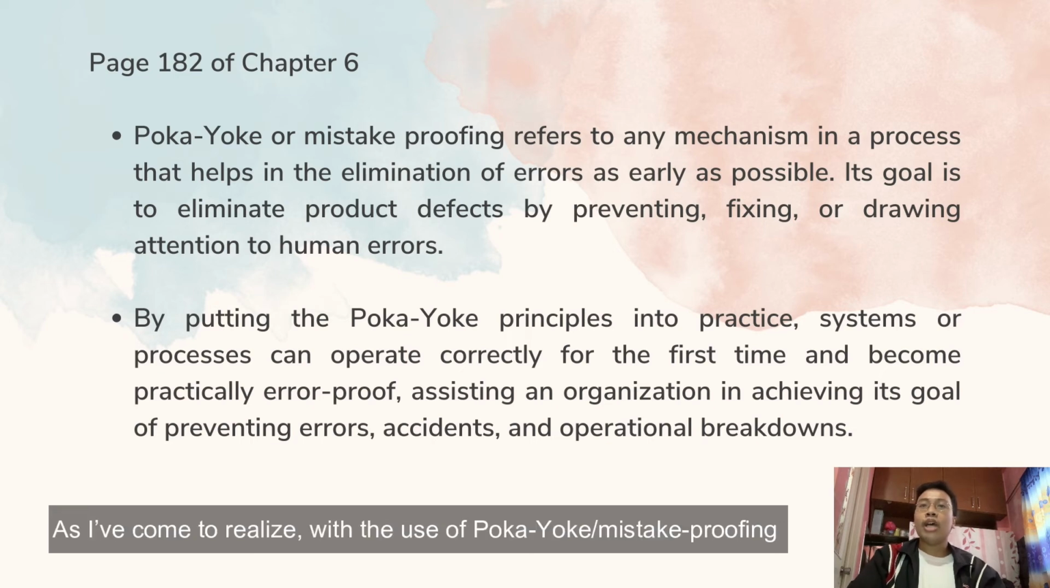As I've come to realize, with the use of Poka-yoke or mistake proofing, you will be able to make better decisions about how things should be done by using less trial and error. You will be able to find problems faster by identifying areas where you might have made mistakes or simply not thought about what was needed before starting work on something.